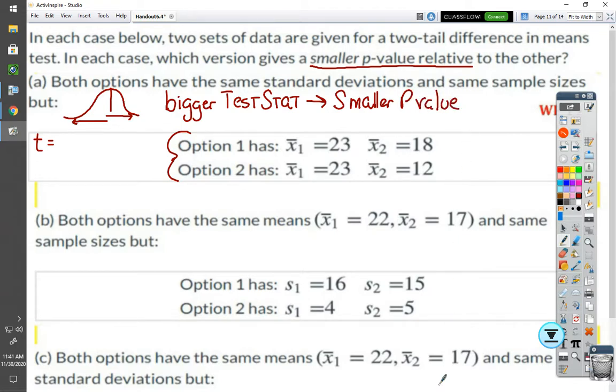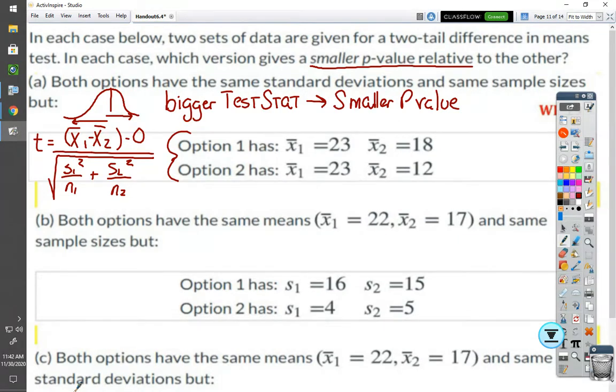Larger test statistic will create a smaller p-value. So when I look at the formula, it says that I should take x bar 1 minus x bar 2, subtract 0, and divide that by the square root of s1 squared over n1 plus s2 squared over n2. Well, remember what makes a fraction large? Either making the top really large or making the bottom really small.